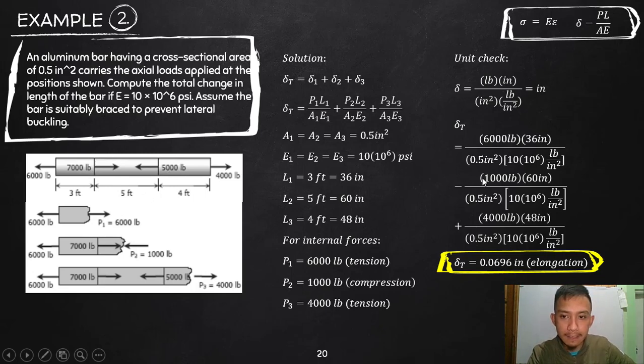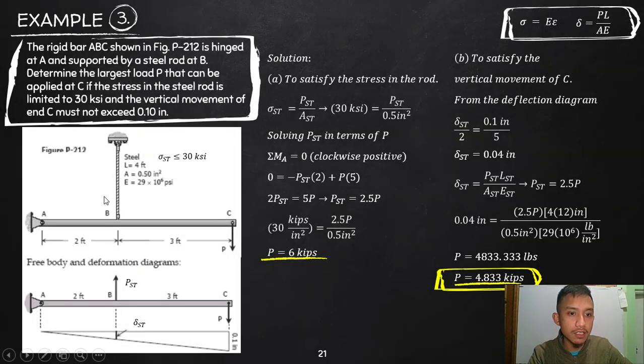So that's it. Let's have one more example. This is now a little bit complicated, but this is actually just analysis of the system, relating that with your deformation and stresses. So this rigid bar ABC, it says they're rigid.